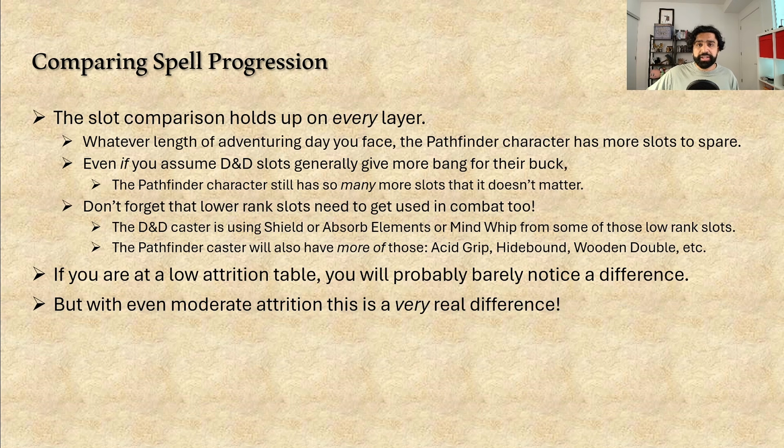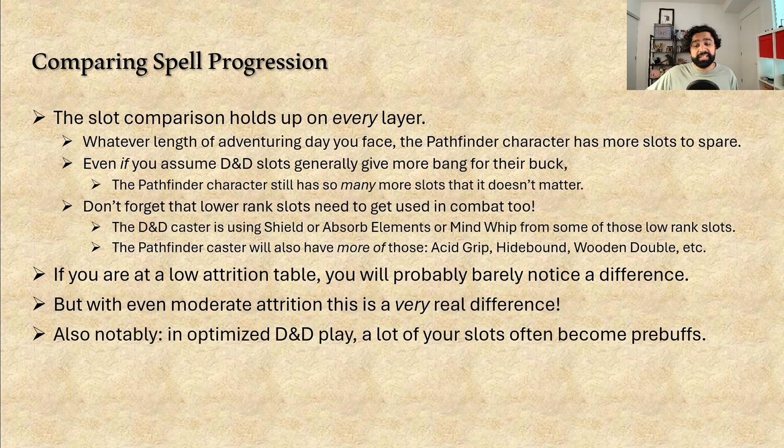I also want to note here a sidebar for optimized play specifically. In D&D, if you're optimizing, there's going to be plenty of your slots that become pre-buffs. Things like Aid, Find Steed, Hero's Feast, etc. So depending on what caster you are, you may not have certain spells. Like a cleric, for example, I'm not going to say they have 3 second rank spells because they're probably spending them on Aid repeatedly throughout the day.